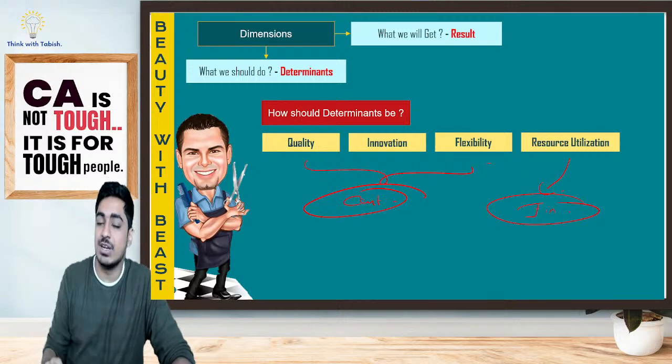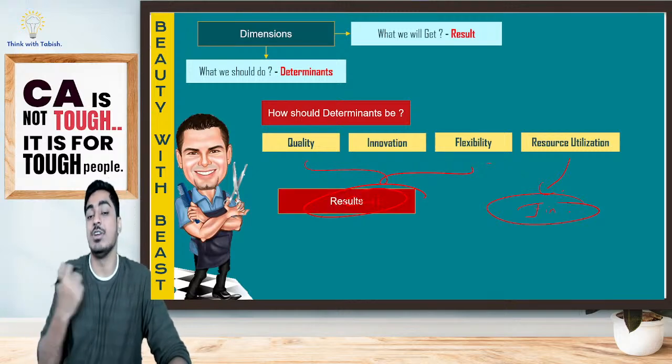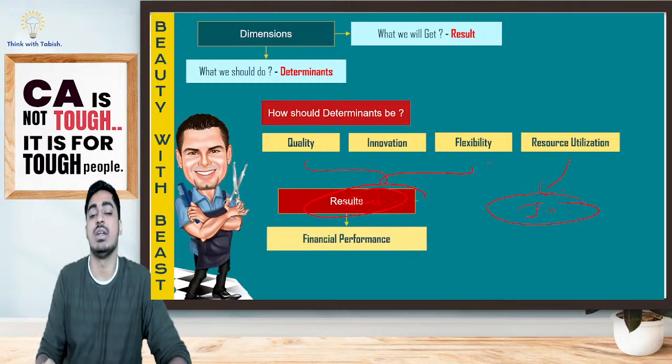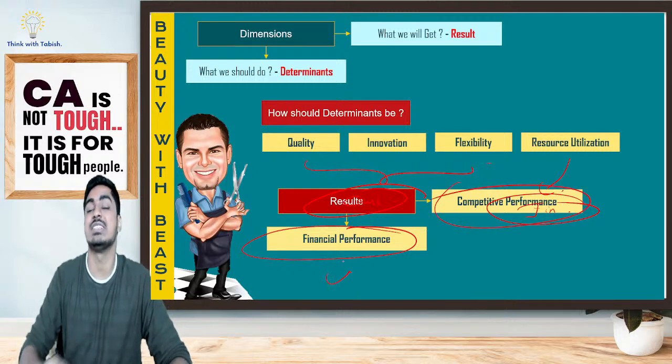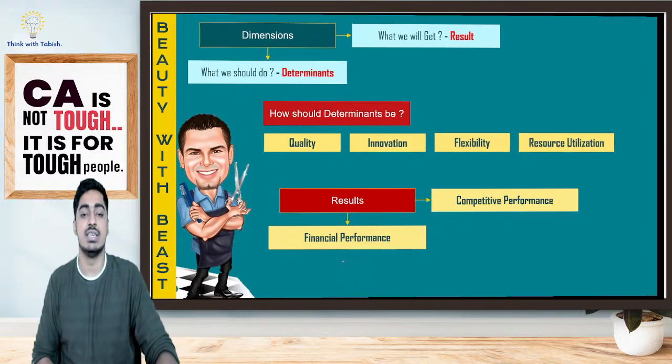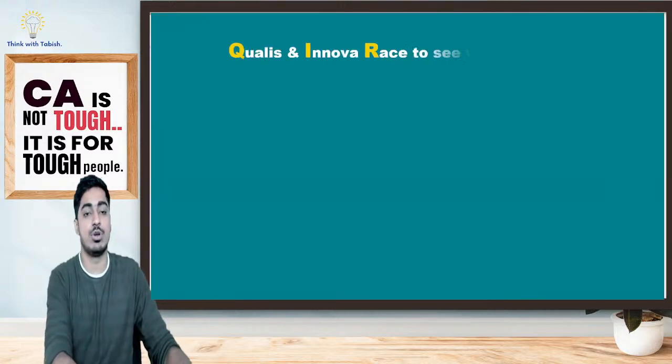Don't worry, I'll give you a way to remember. You guys will remember. And if we do that, ultimately what will we get? 2 things. Financial performance, that is my profit. Competitive performance: how well am I standing against my competitors? Is it clear? With this, my building block model is over.